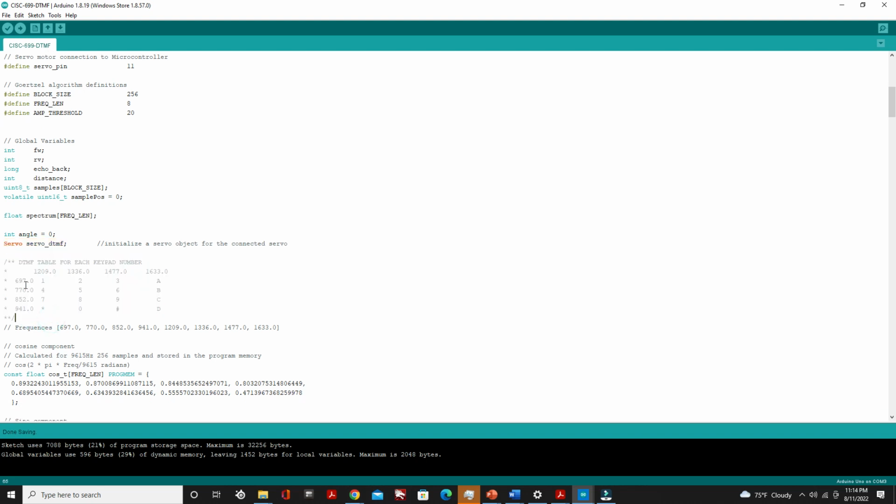This table explains the concept of dual tone multi-frequency. Each keypad number in a mobile phone has a dual tone. This column refers to the lower frequency, and this row refers to the higher frequency of each keypad number. For example, keypad 1 has a lower tone of 697 Hz, and the higher tone is 1,209 Hz.